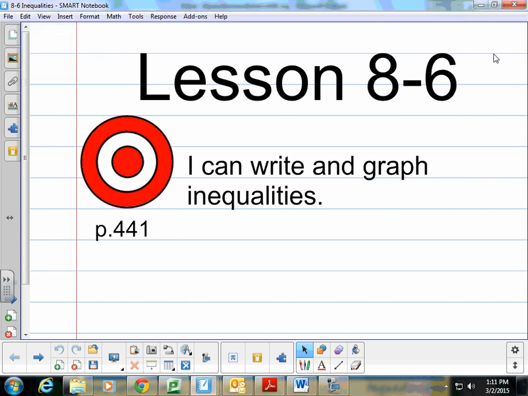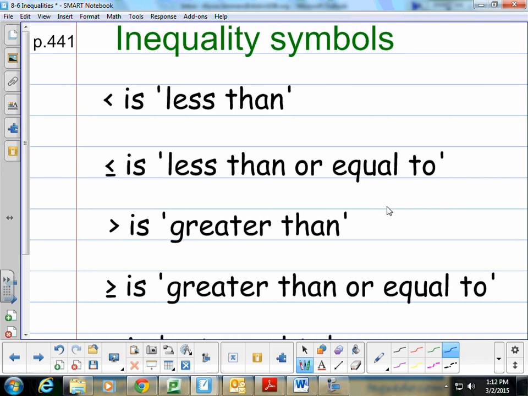I can write and graph inequalities, starting on page 441. The word inequalities means that things are maybe not equal, so the prefix "in" means not, as in not equal. So instead of looking at the equal sign, we're going to be looking at a variety of signs today, which you've seen before, so a little bit of a review. So some signs we're going to see, some inequality symbols.